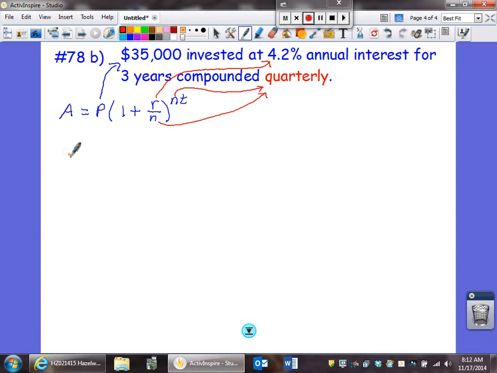So I'm going to fill in everything that we have so far. A equals P, which is 35,000, times 1, which stands for 100%, plus the rate, which is 4.2%, which is really 0.042, divided by N, which in this case is 4. All of that is being raised to the NT, which is 4 times T. And what is T? Time is going to be in years, which in this case is 3.